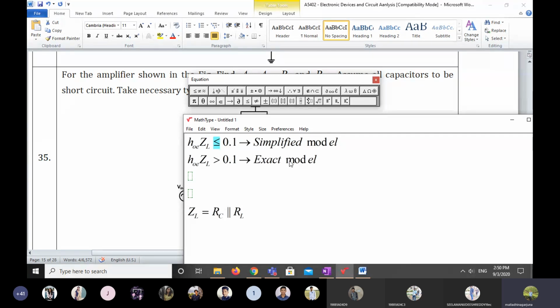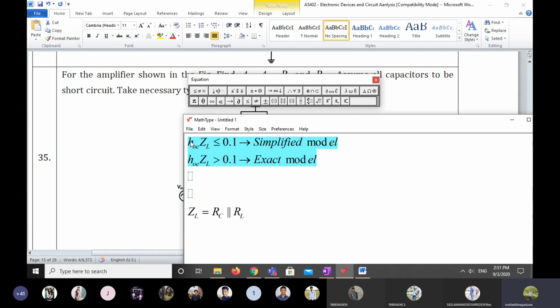Sometimes they may ask you to use exact analysis or the simplified model, and they will mention it in the question. At that time, whatever they are asking, we have to go with it blindly. We need not verify these conditions. If they are asking us to calculate using exact analysis or simplified specifically, yes, we have to go with that. There is no check and rule.